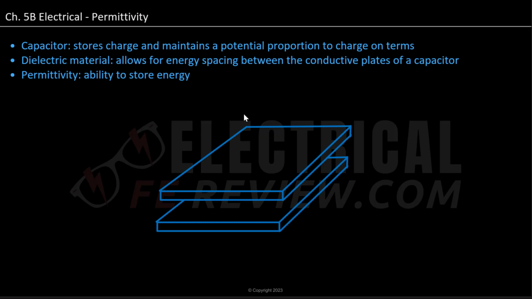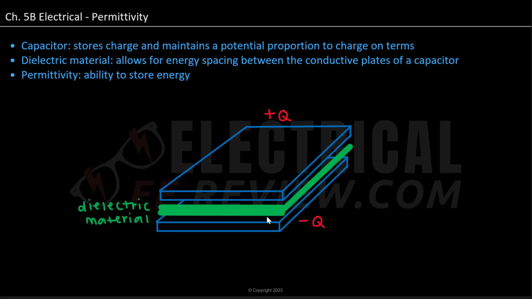A capacitor is made up of two conductive plates, where our top plate is made up of positive charge and our bottom plate is made up of negative charge. We can then define dielectric material, which allows for energy storage between the conductive plates of a capacitor.